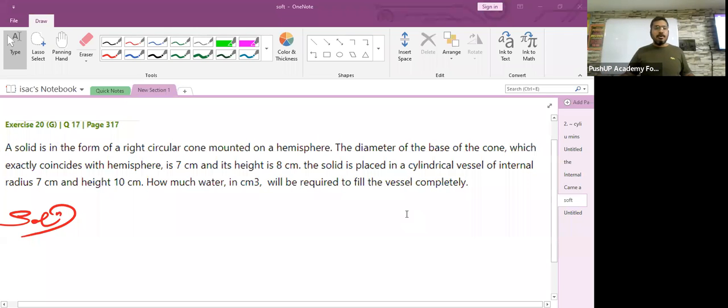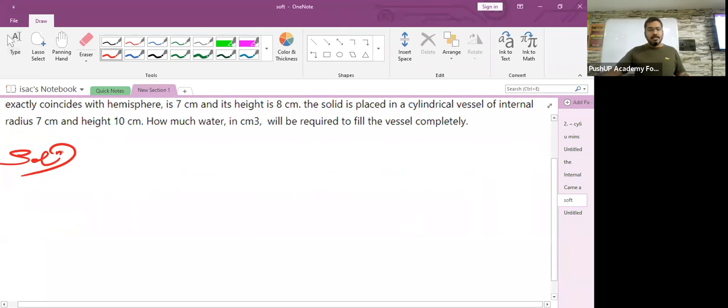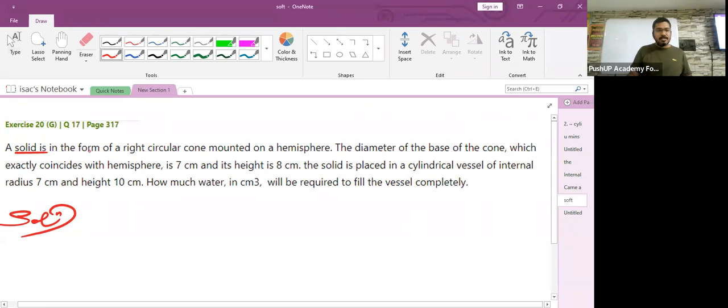A solid is in the form of a right circular cone mounted on a hemisphere, isn't it? Let us first of all construct this solid. Cone is mounted on a hemisphere. Now you are having a doubt. They have used the word only mounted, isn't it? Now mounted and surmounted are equal?